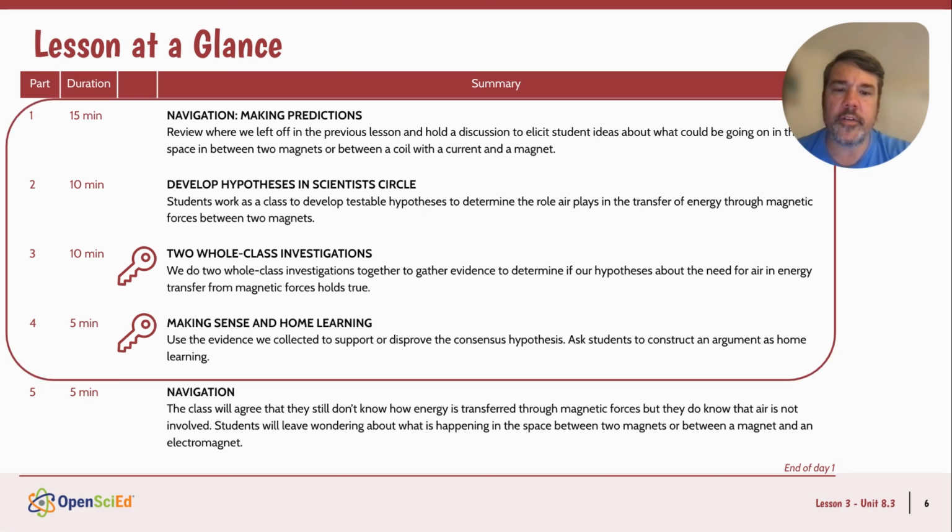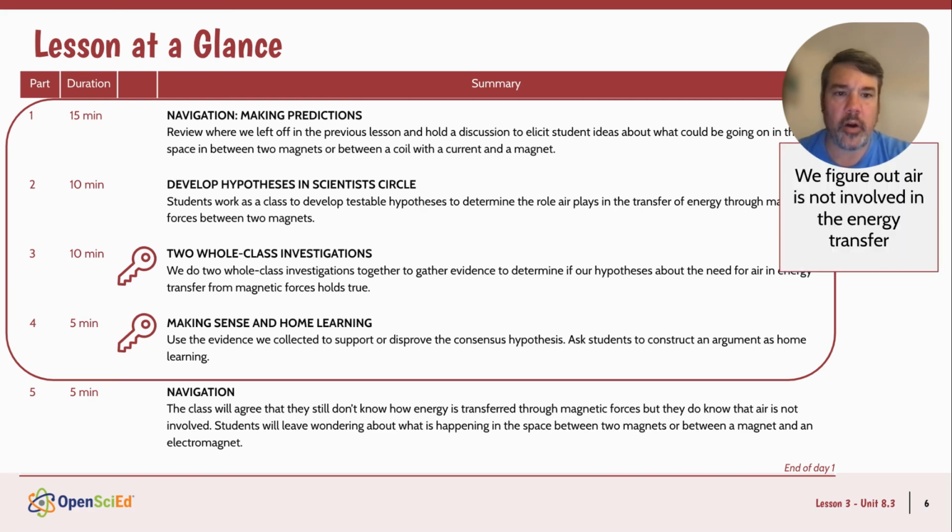So over the course of the one day, there is this bigger chunk where we are going to figure out that air is not involved in the energy transfer. And then we're going to navigate out of this into the next lesson. And we're going to take a look at 2 key moments in this particular lesson. So that next chunk sort of starts at the end of the lesson. That's going to bring us into lesson 4, where we're trying to really figure out what's happening in the space around a magnet.